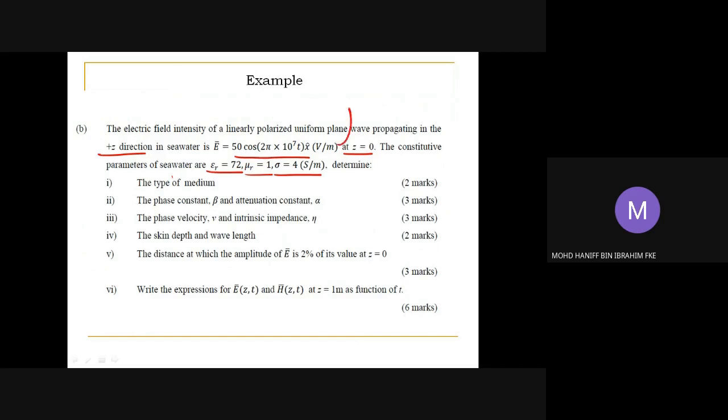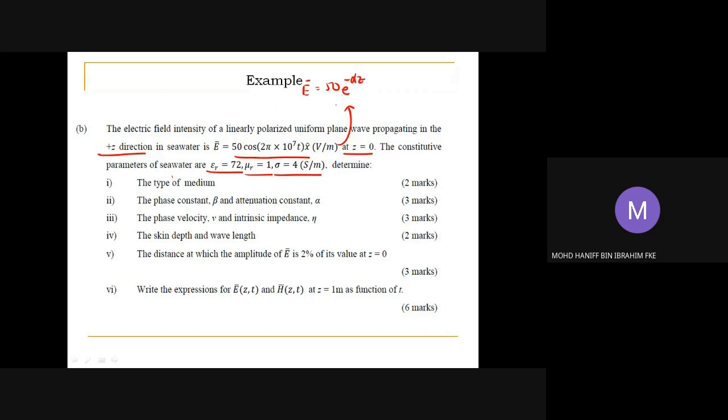Since this particular medium, seawater, has a sigma value, it can be a lossy dielectric or it can be a good conductor. It can be either one of these, because we have the value of sigma there. In general, you can write the E field equation as 50, and don't forget about the exponential terms. The reduced exponential terms need to be there.